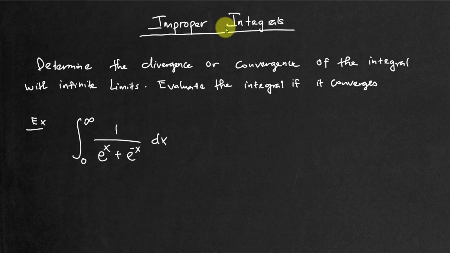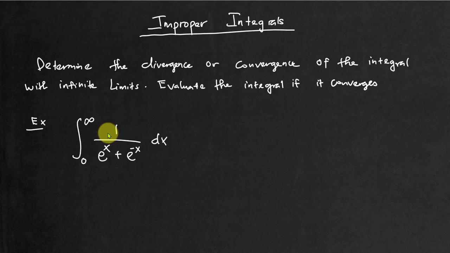In this video, we are going to review some improper integrals. The first example is to determine whether the integral is divergent or convergent, and we find the value of the integral if it is convergent. The integral of 1 over e to the x plus e to the minus x from 0 to infinity. Now we see that the upper limit is infinite. Therefore, this is an improper integral.